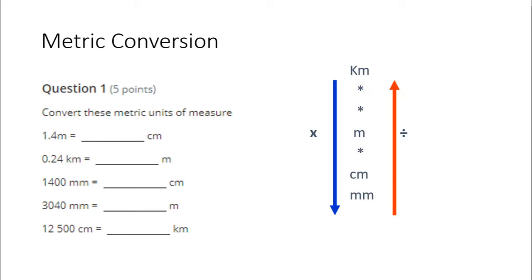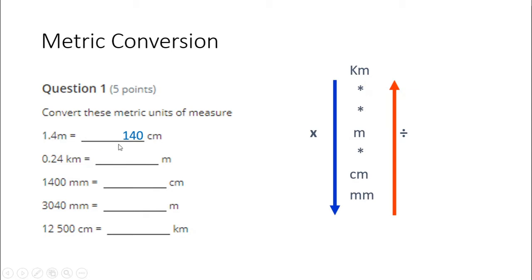So if we want to convert from meters to centimeters, as we do in this first question here, centimeters is 2 steps down the scale. So I'm going to multiply this by 10 twice, or just move my decimal 2 places to make this a bigger place value. So one place would make that 14, another place would make that 140.